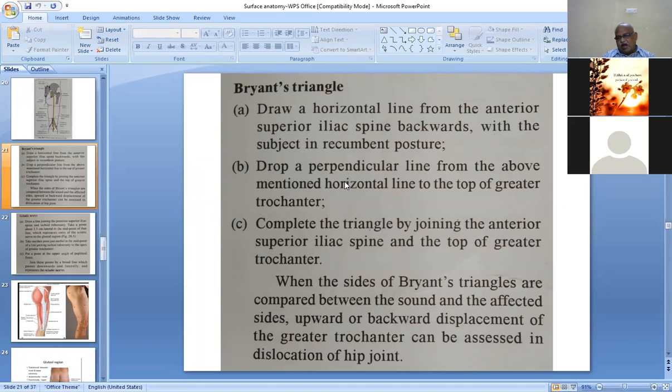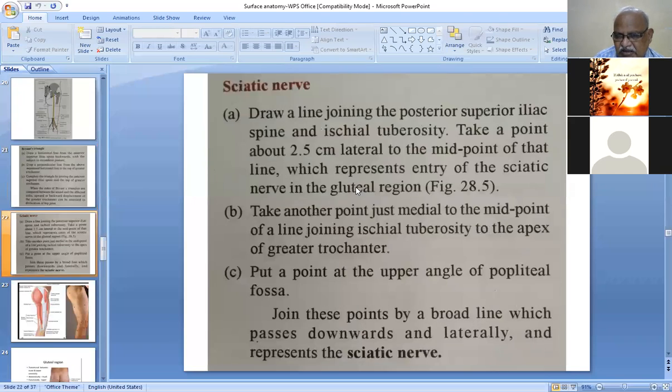comes out from the acetabular cavity, because the hip joint is formed by the head of the femur and the acetabular cavity. The head of the femur occupying the acetabular cavity, that is the hip joint. You have to recollect your studies, then only you can follow the subject.